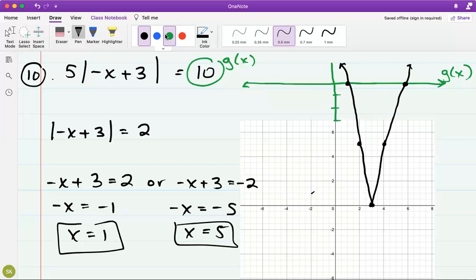And you can see that when x is 1, which is right here, and when x is 5, which goes here, I moved it a little bit too far over. Right there. That we go through this graph of 10.